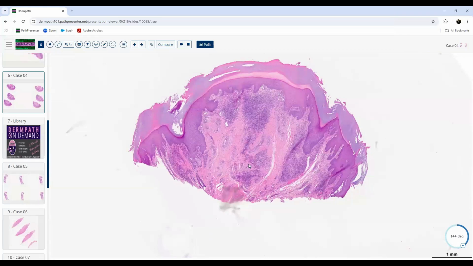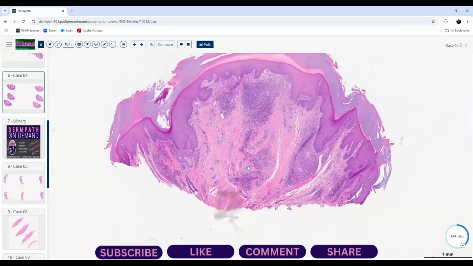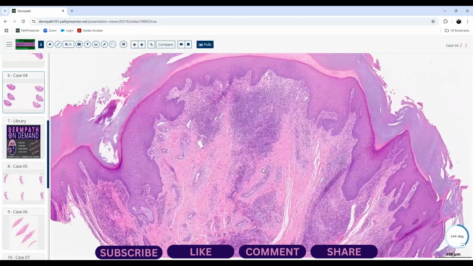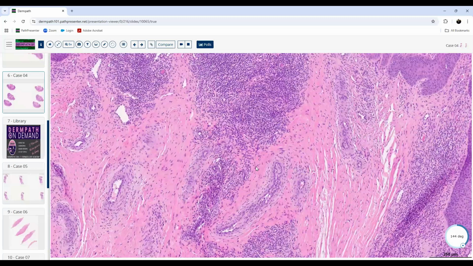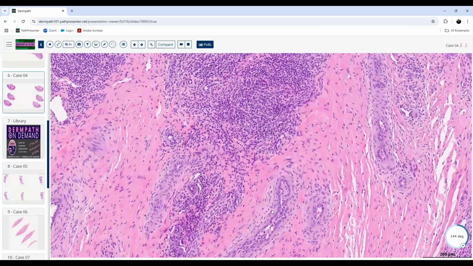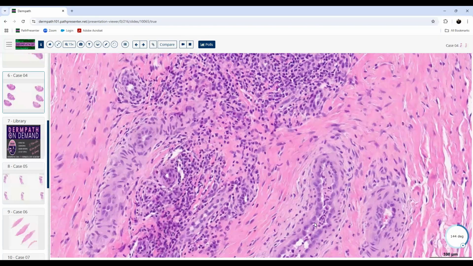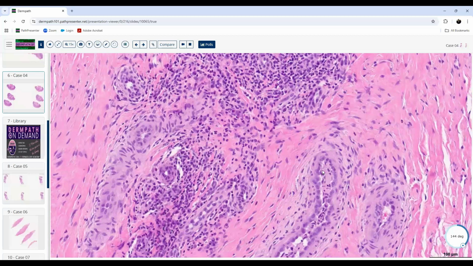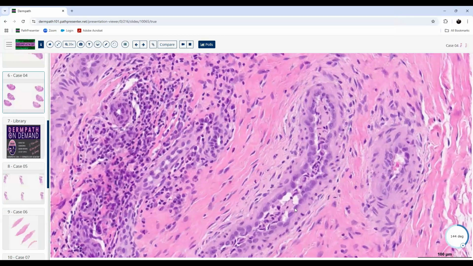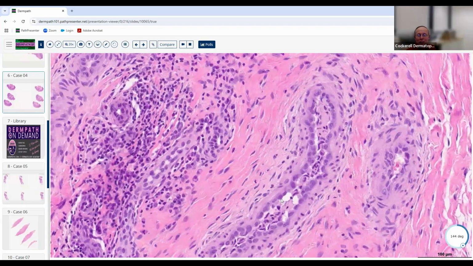Right. And then when I got a little bit closer, I noticed a good amount of lymphocytic inflammation in the upper dermis, and a lot of these vessels had thin walls with very regular endothelial cells. Some had thin walls, and some seemed to be thicker as well. Okay, good. And what about these endothelial cells here?